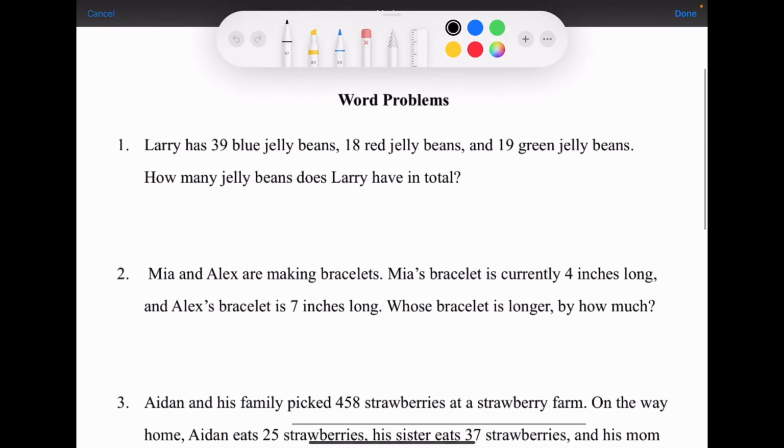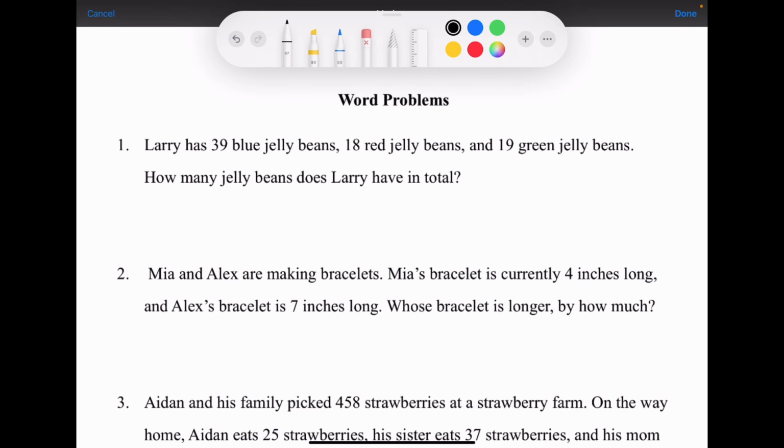Okay, so these are word problems, and it's asking, Larry has 39 blue jelly beans, 18 red jelly beans, and 19 green jelly beans. And it's asking, how many jelly beans does Larry have in total? So in total, altogether, right? So all of them together is going to be addition. So you're going to add them all up.